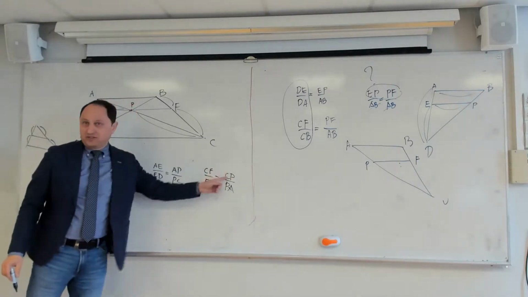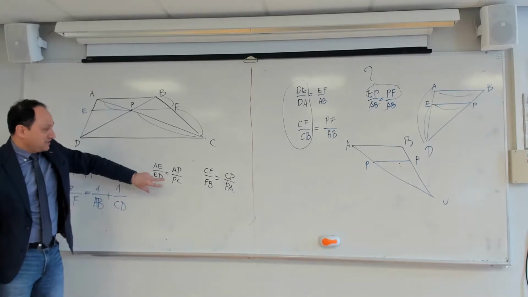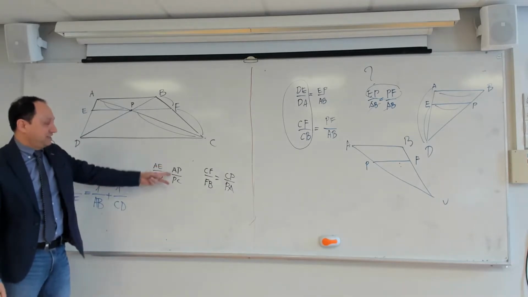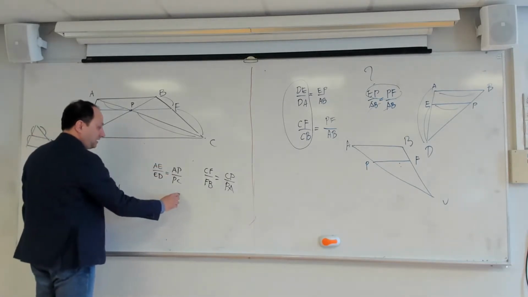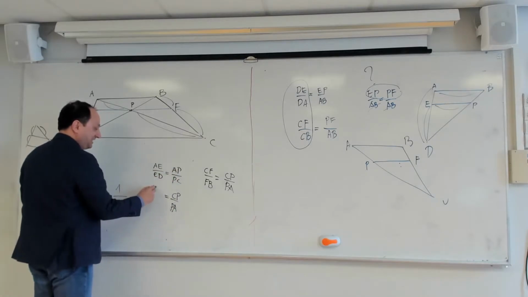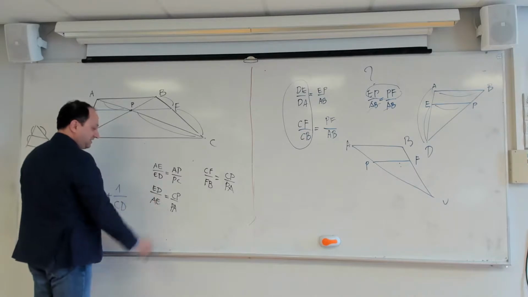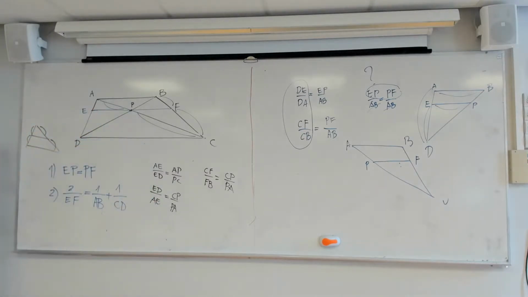PC and CP are the same. So the only difference is that we use Gustav's trick to raise it the other way around. So it becomes CP over PA. Now this is the pattern under your name: ED over AD. Is that understandable?